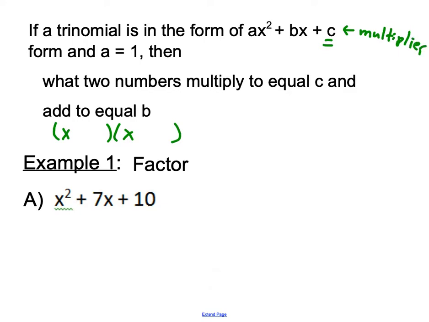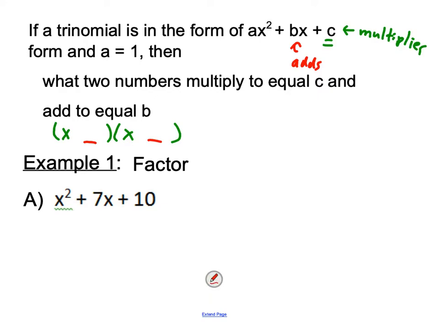And you're going to think what adds to give you b. So both of those conditions have to exist. Whatever those two numbers are, then you're going to plug them in here. So it's going to be like x plus something and x minus something, or x plus something and x plus something, or x minus something and x minus something. So we're going to talk through all that.